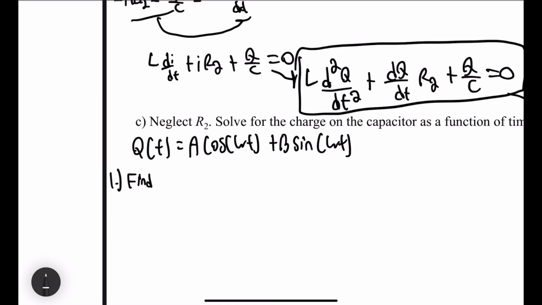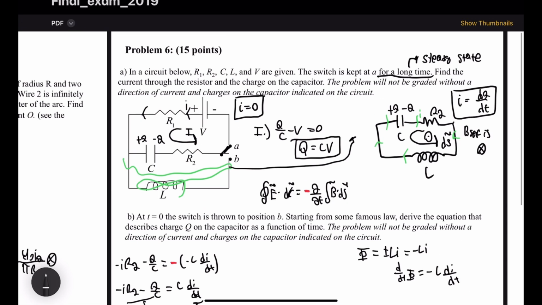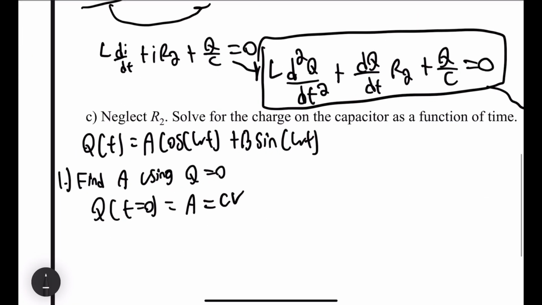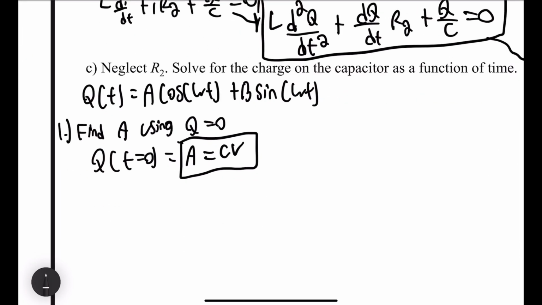You can find A using Q at t equal to 0. You plug in 0 for all t's. Cosine of 0 is 1. Sine of 0 is 0. So A is equal to the initial condition, which in the beginning we said the initial charge was CV. So this has to equal CV. So then we can say A is equal to CV.